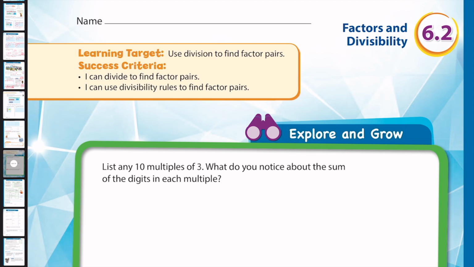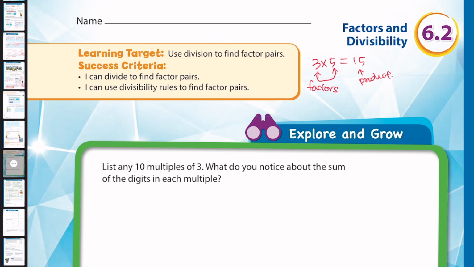Since we know factors are what? Two numbers, right? When you multiply. For example, 3 times 5 is 15. 3 is a factor, and 5 is another factor, and together, we call them factors. And the answer is the product.